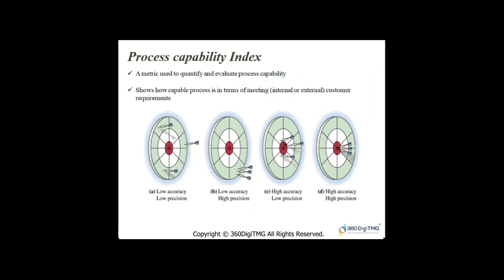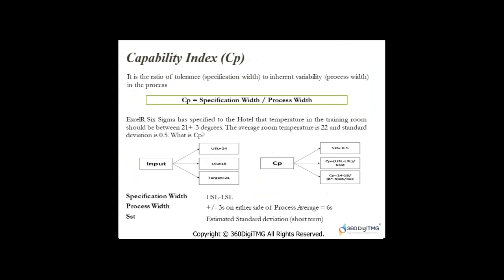Let's jump into an exercise and understand about this. CP capability index. It is the ratio of tolerance or specification width to the inherent variability, which is process width in the process. Here is the formula. CP is equal to specification width divided by process width.